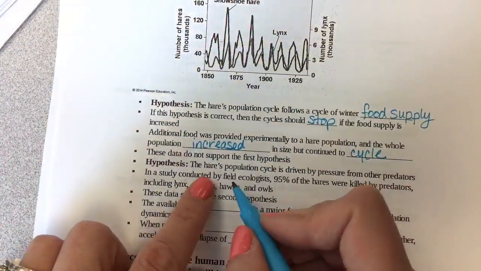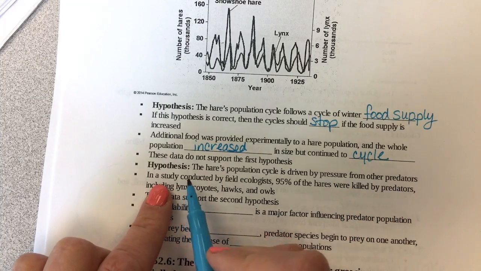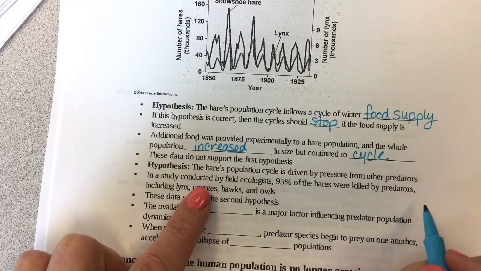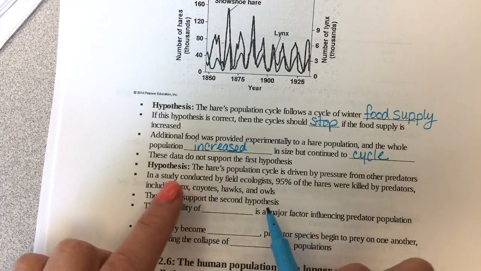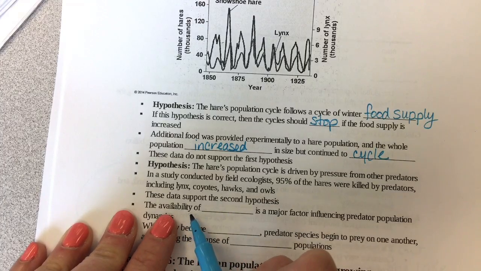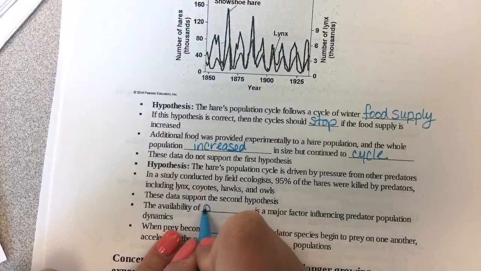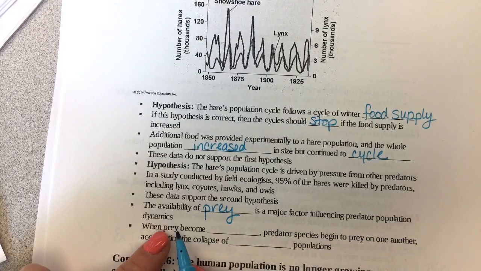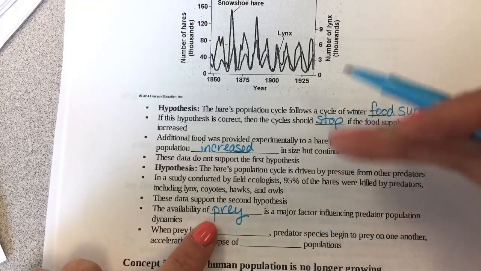So then the second hypothesis: the hare's population cycle is driven by pressure from other predators. In a study conducted by field ecologists, 95% of the hares were killed by predators, including lynx, coyotes, hawks, and owls. So this data does support the second hypothesis. The availability of prey is a major factor influencing predator population dynamics. So as long as you have prey, then the predators can increase and so on.